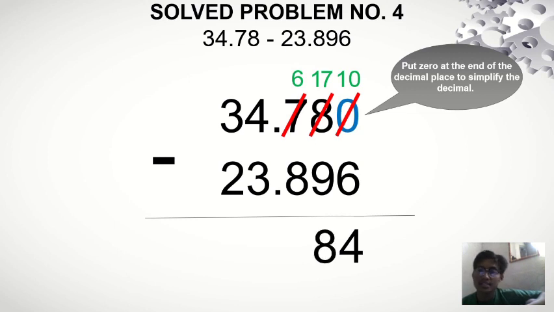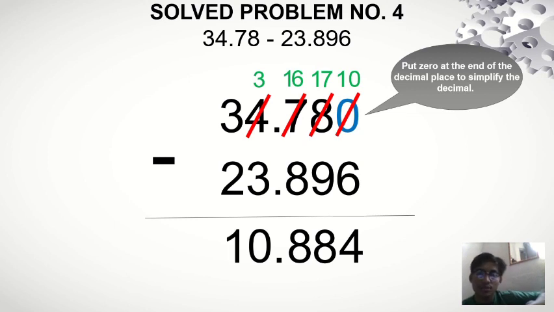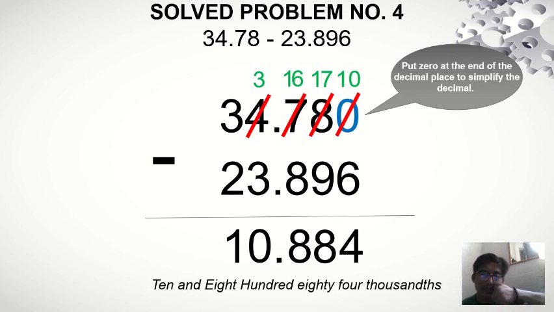Alright, 6 minus 8 is also cannot be. So, yung 6 nyo magiging 16 at yung 4 nyo magiging 3. So, 16 minus 8 is 8. Don't forget the decimal points. So, 3 minus 3 is 0. 3 minus 2 is 1. So, we have 10 and 884 thousandths. Alright.